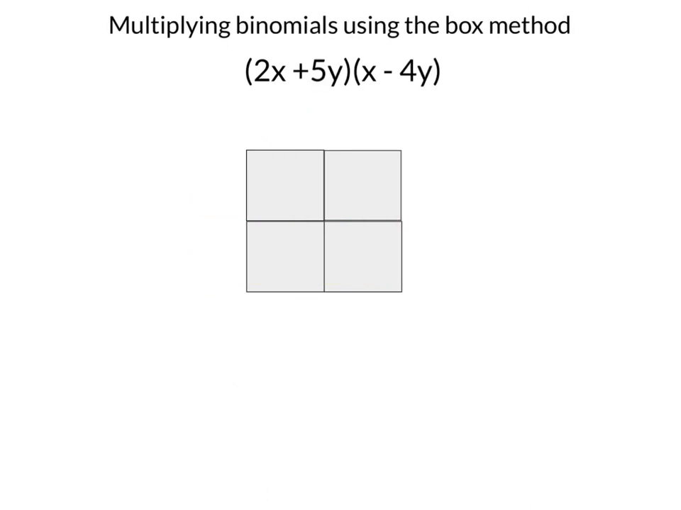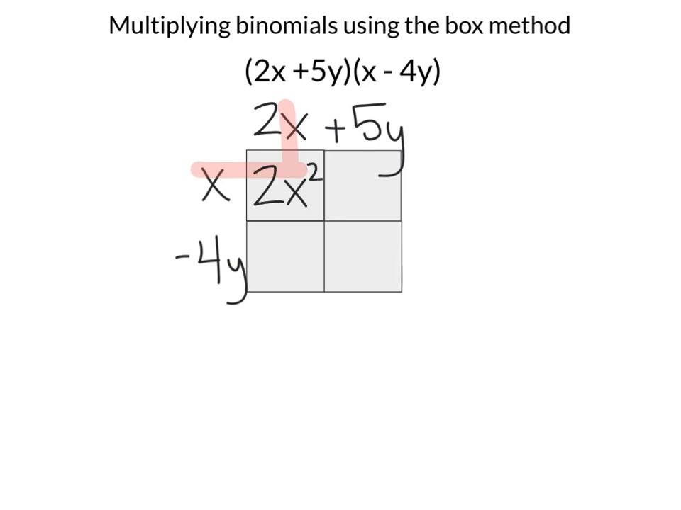We have one more example to look at. So I'm going to start. Again, I already have my box drawn, a 2 row by a 2 column box because I have a binomial times a binomial. I'm going to fill in my first binomial across the top, and then my second binomial on the left. So I'm going to start again by multiplying each row and each column together. I'll start in the top left corner. Here I'm going to be multiplying 2x times x, which is going to give me 2x squared.